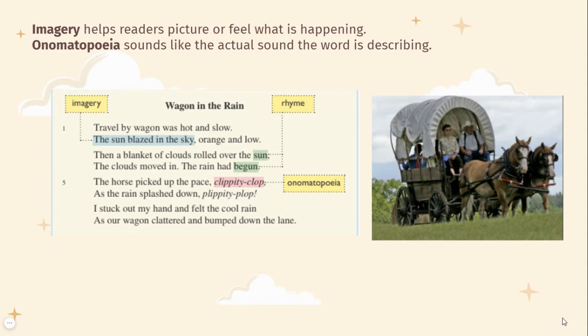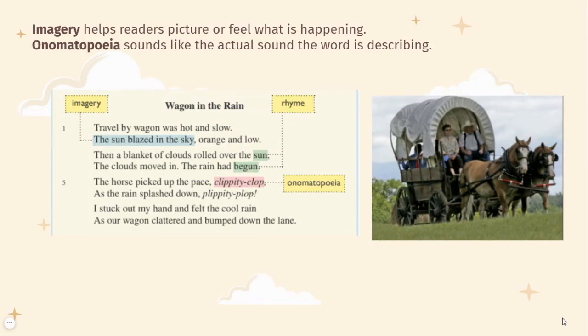Imagery helps readers to picture or feel what is happening. Look at the first stanza. The words, "The sun blazed in the sky," help me picture that it is hot. In the second stanza, what does the image of a blanket of clouds help you picture?